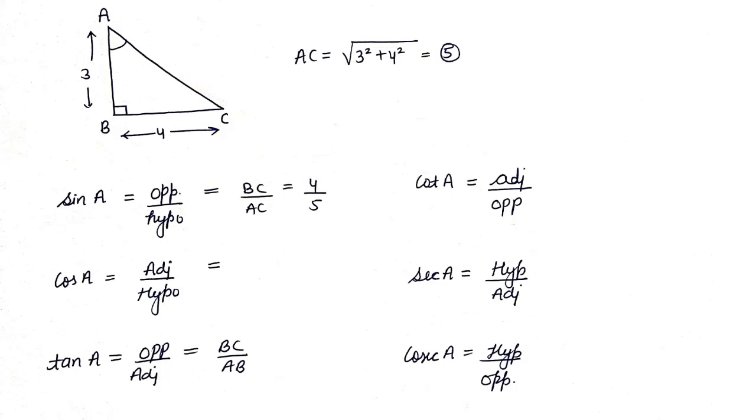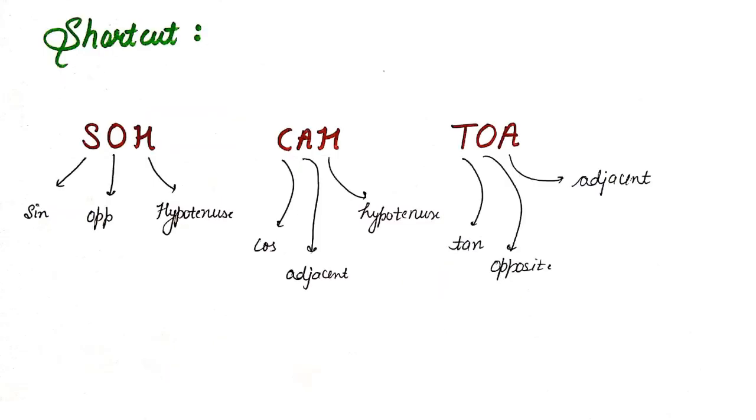Today we are going to solve some examples based on the previous video. I hope you remember the shortcut that we have studied, right? What was the shortcut? The shortcut was TOA. Let us revise the shortcut once again and then we will go to the questions. TOA means sine is opposite by hypotenuse, cos is adjacent by hypotenuse, and tan is opposite by adjacent.